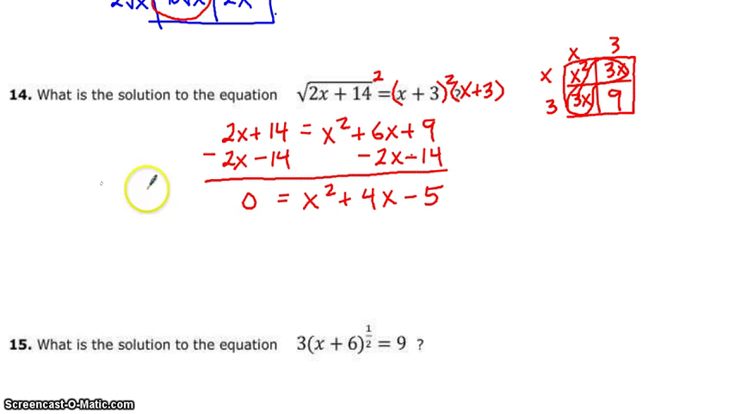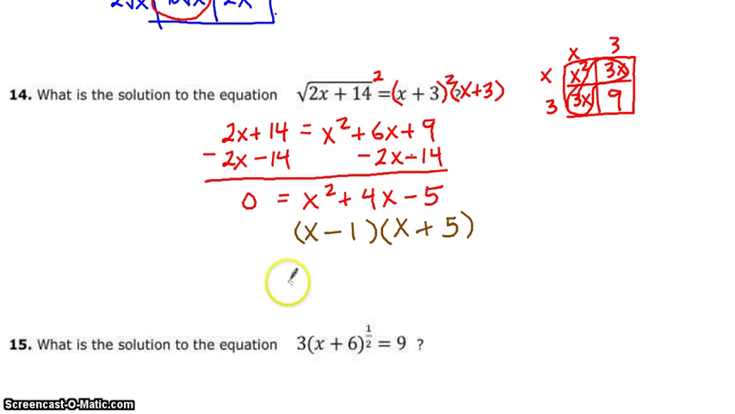Okay, one of the ways that we know how to solve a quadratic is by factoring. So that's x times x. All right, 5 is 1 and 5. That's the only option. And if we want a positive 4, that's going to be plus 5 minus 1. 5 minus 1 is 4. 5 times negative 1 is negative 5.